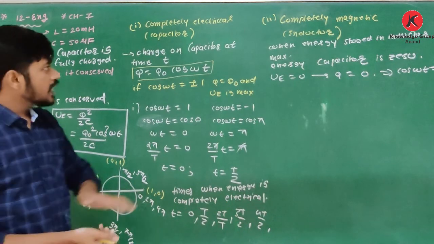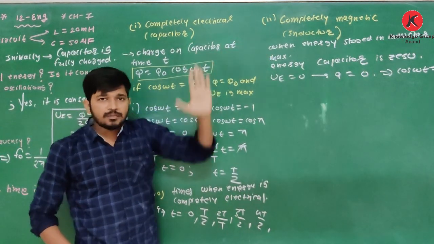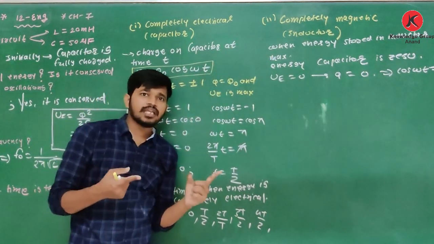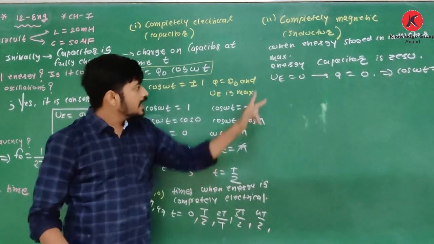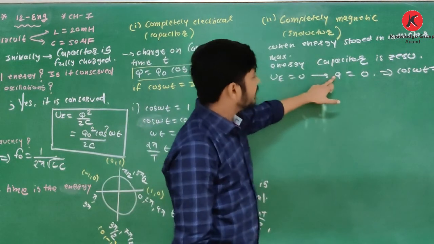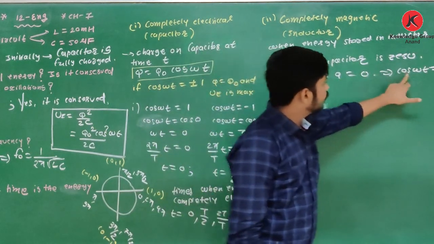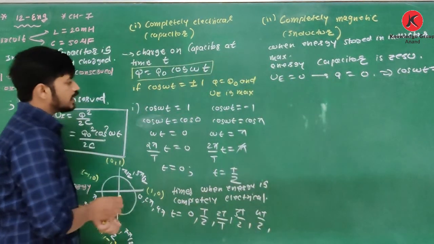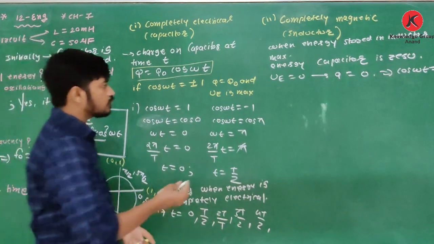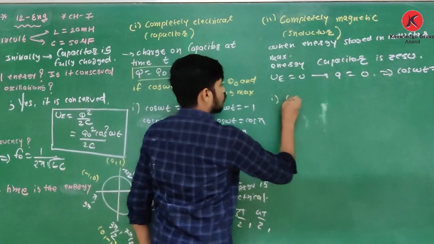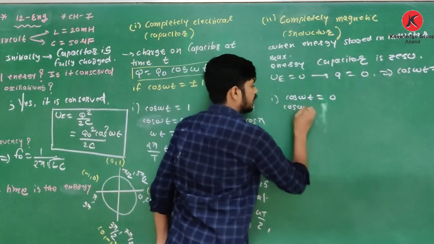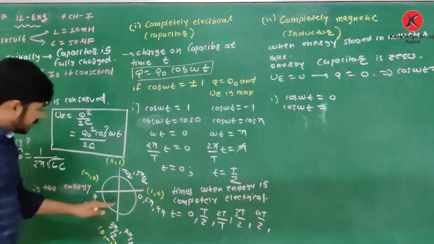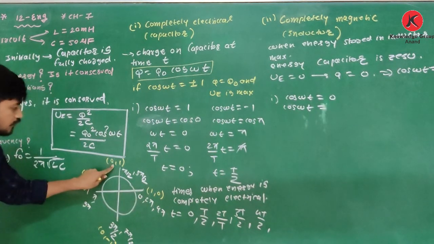Okay, again, completely magnetic energy means total energy is stored in inductor. So what is energy stored in capacitor? 0. Energy stored in capacitor is 0 when charge on capacitor is 0, when cos omega t is equal to 0. So again, cos omega t is equal to 0. Here what is value of cos? 1. Here value of cos is 0.